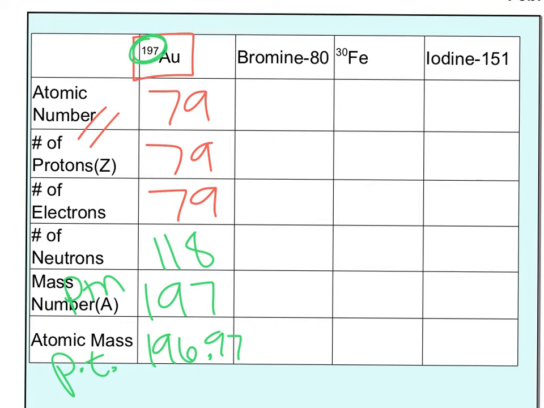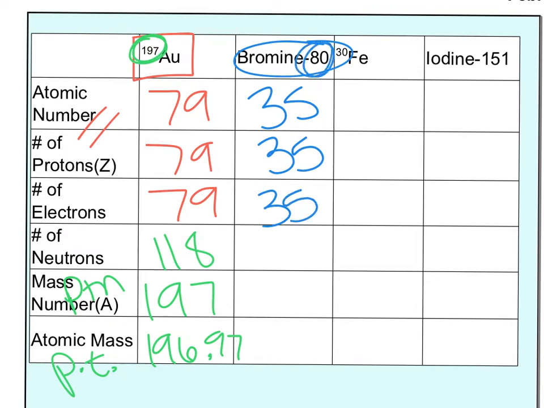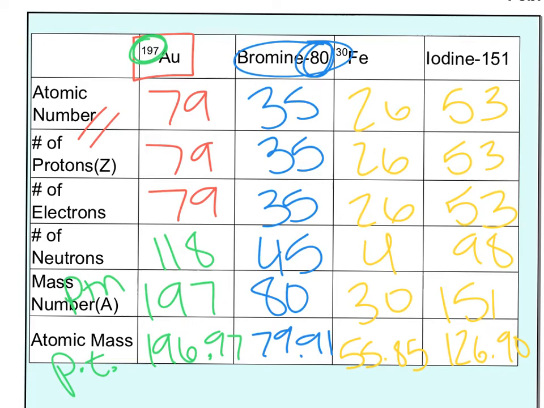Let's do it again for bromine. Bromine has an atomic number of 35, which means 35 protons. Again, nothing positive, negative here, so 35 electrons. This is the hyphen notation now, so that dash 80 means the mass number is 80. So to figure out neutrons, I'd take 80 minus 35 for 45 neutrons, and the atomic mass of bromine is 79.91. Here are the other values in case you wanted to practice.